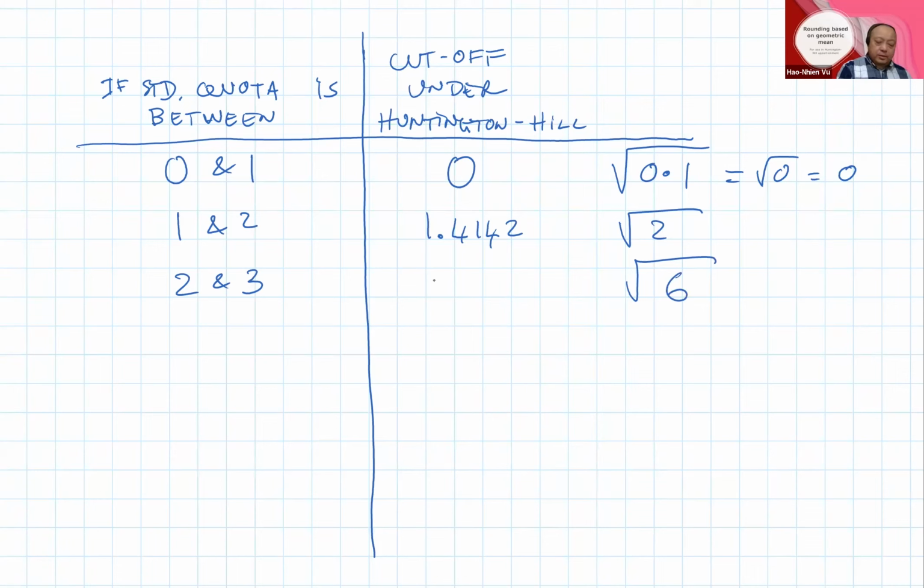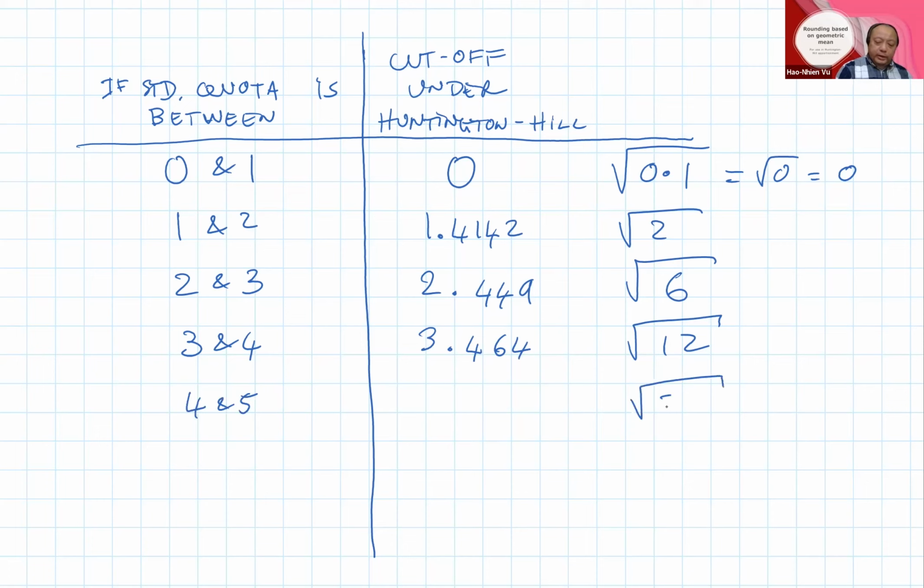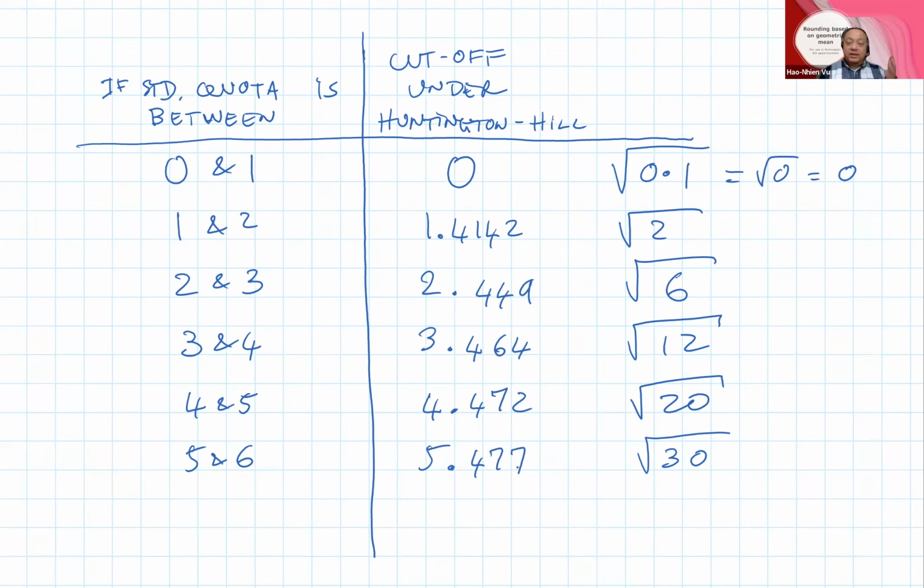the square root of 6, 2.449. Between 3 and 4, that'll be the square root of 12, 3.464. Between 4 and 5, 4 times 5 is 20, that'd be 4.472. One more, between 5 and 6, 5 times 6 is 30, and the square root of 30 is 5.477. First thing you can see is that the decimal changes each time, so you do have to calculate each time.